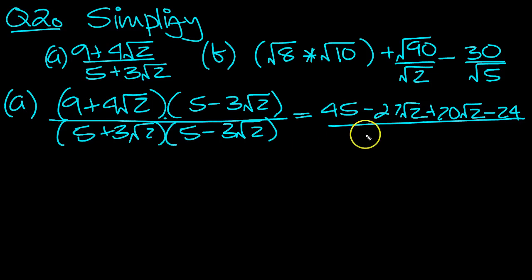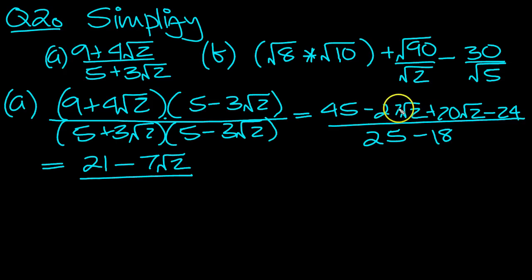So we've got 5 squared is 25. The two middle term products disappear. They cancel each other out. We've got minus 9 times 2, isn't it? Which is minus 18. So we end up with then 45 minus 24 is 21, minus 7√2, because it's minus 27 plus 20 is minus 7 lots of √2, over 7. 25 minus the 18 is 7.